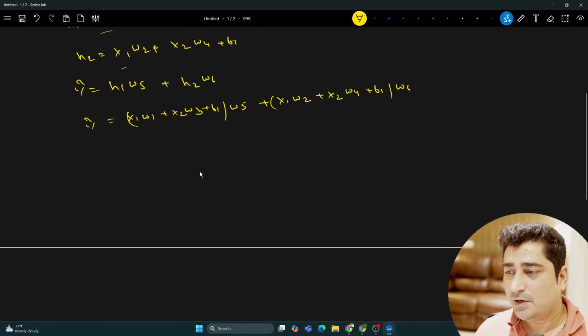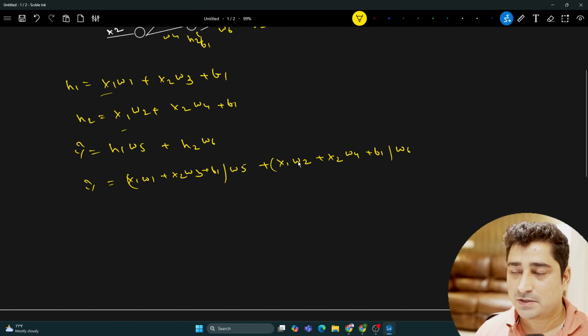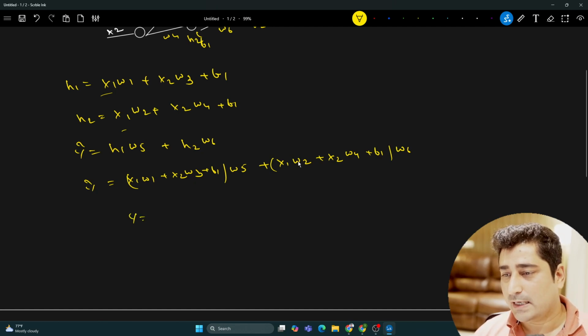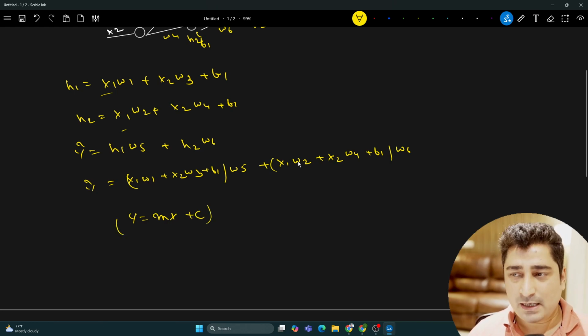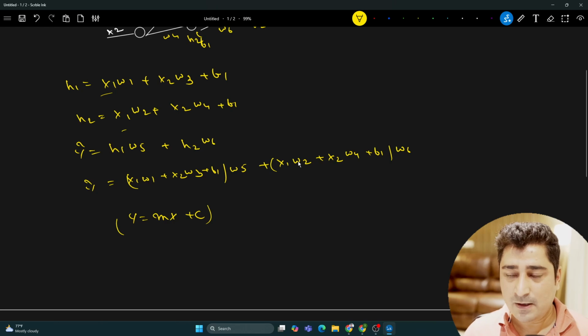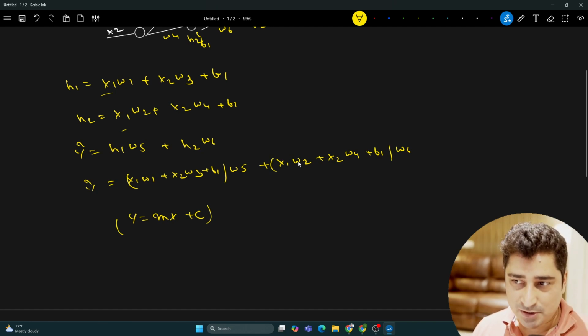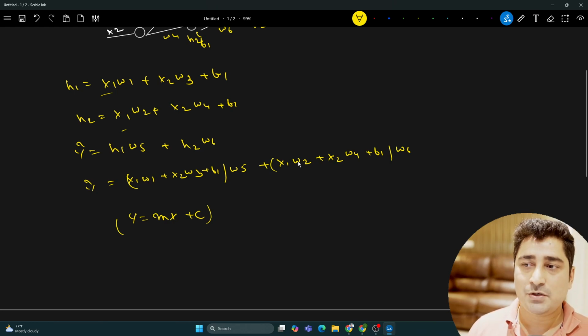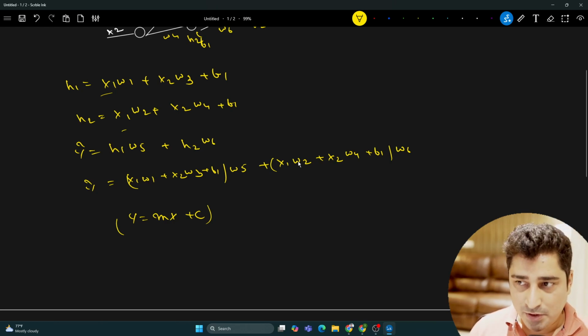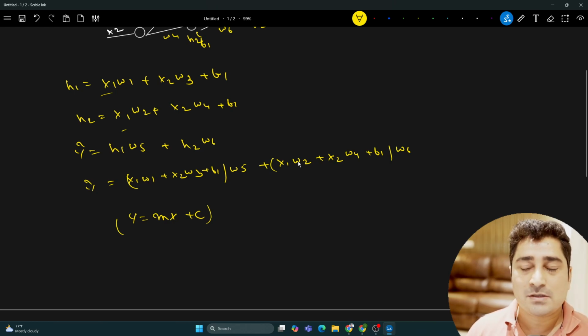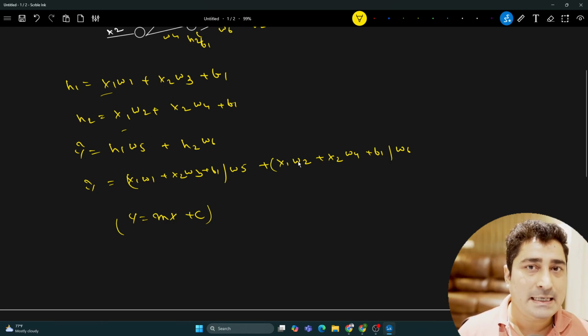Now just look at this equation, guys. This equation is equivalent to y equals mx plus c. This is the equation of a line, by the way. So this is a linear equation. It simply means that if I have a linear equation, I'm not going to learn anything which is non-linear inside my data set.